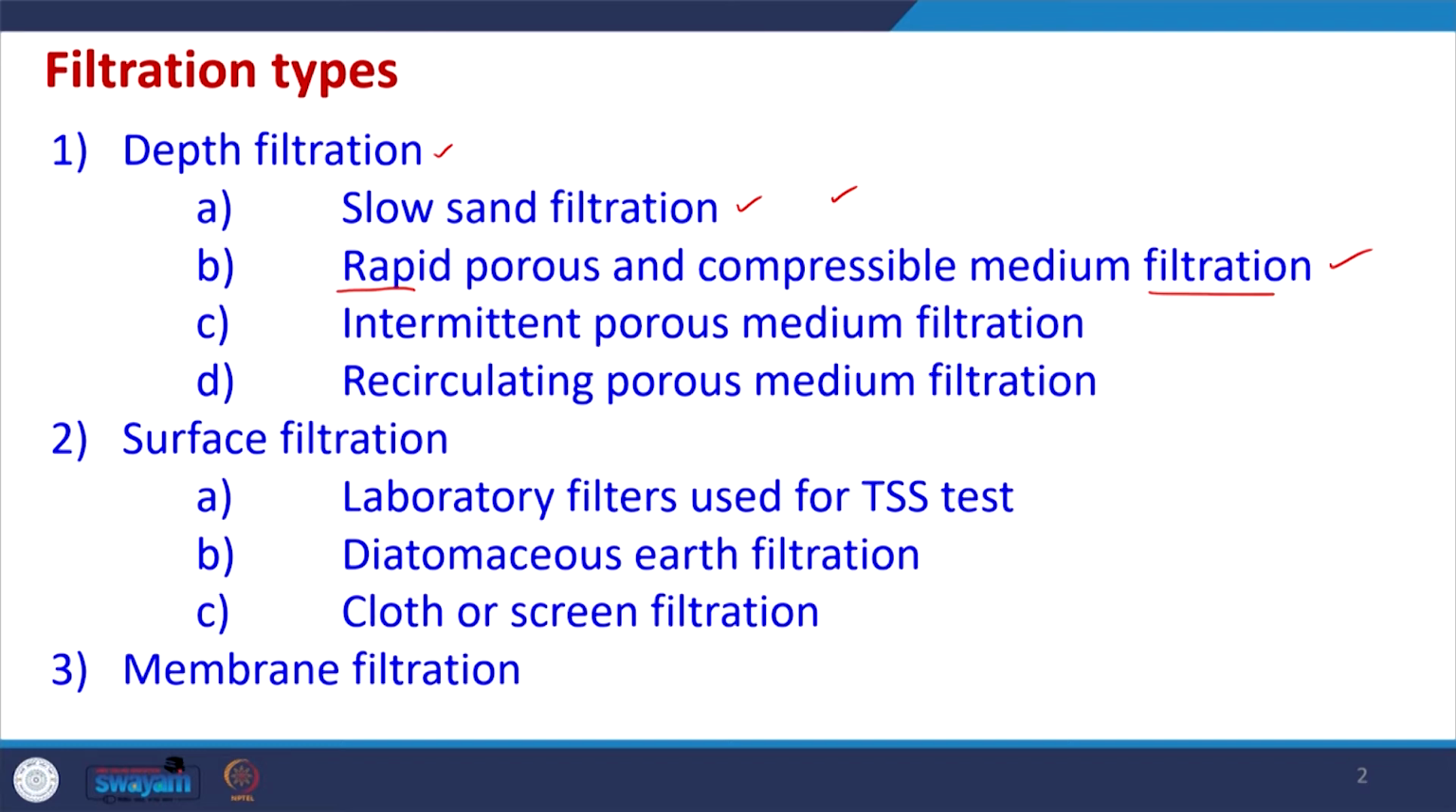That subject we will study in detail later, after we study some more unit operations, but a little bit of idea we will study here also along with filtration itself. It can also be considered a filtration unit because in membranes also we actually filter things. Now, starting with depth filtration.